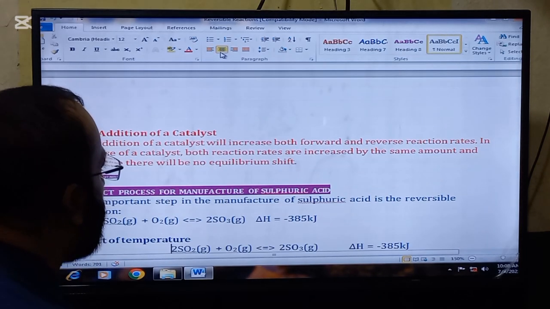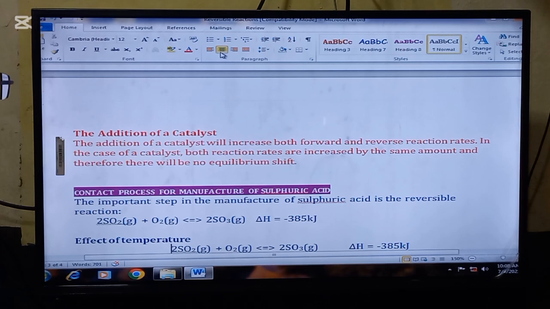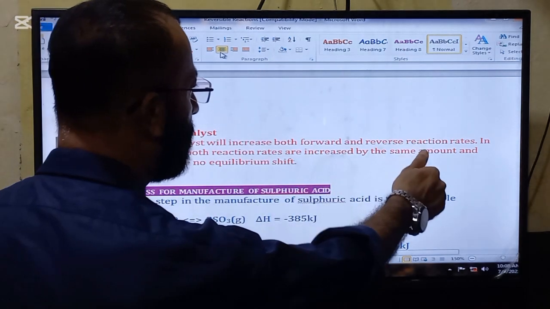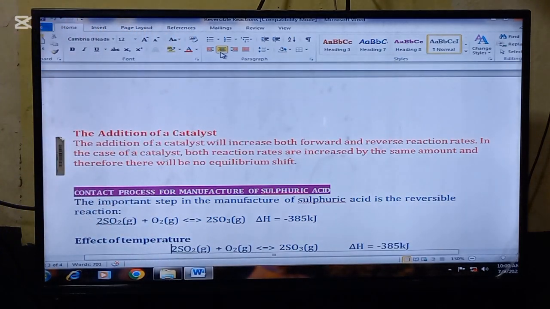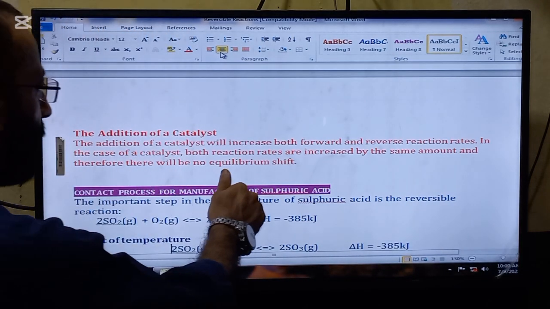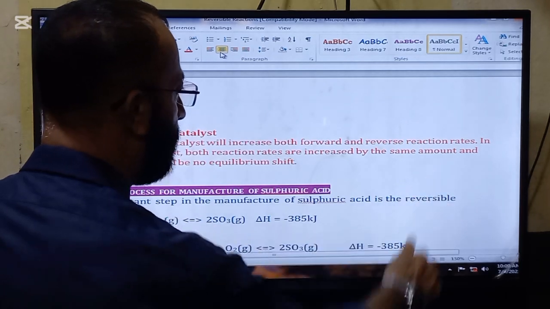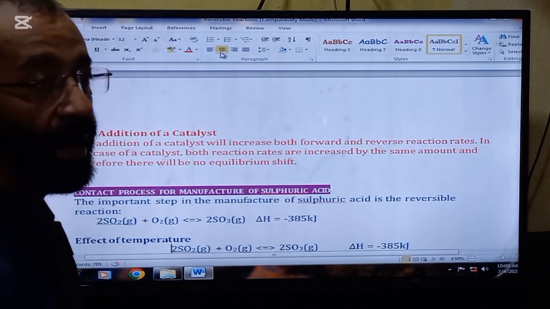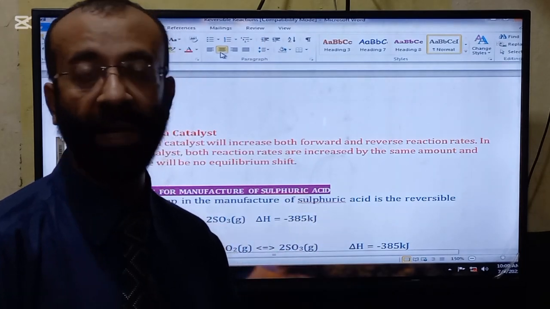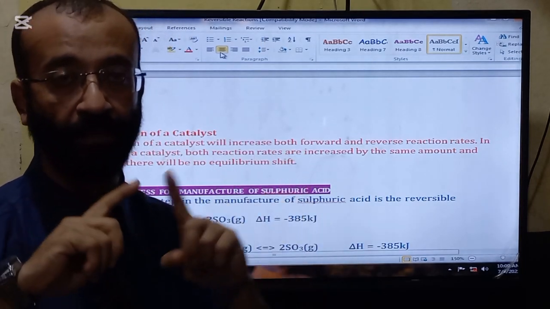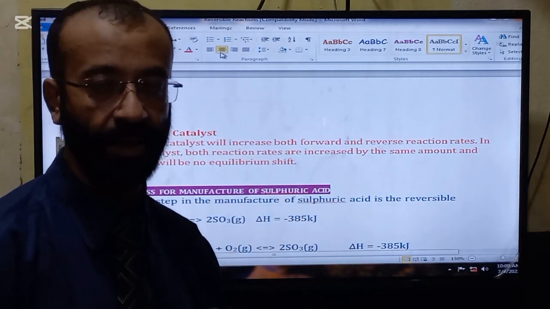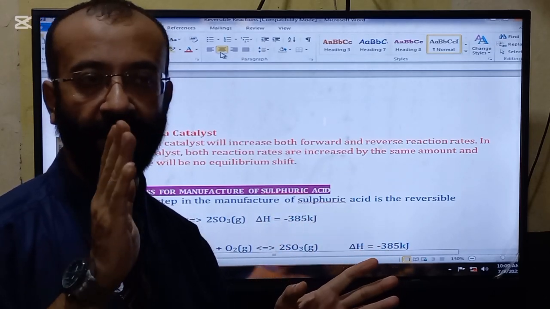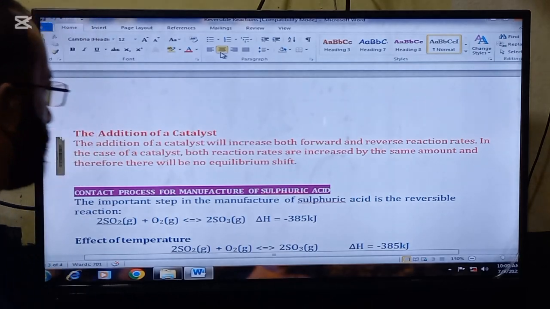Okay, the addition of the catalyst. This is a very, very important point. The addition of a catalyst will increase both forward and reverse reaction rates. In the case of the catalyst, both reaction rates are increased by the same amount, and therefore there will be no equilibrium shift, because the catalyst will have an impact on both the forward as well as the backward reaction. So there will be no effect on the state of the equilibrium.